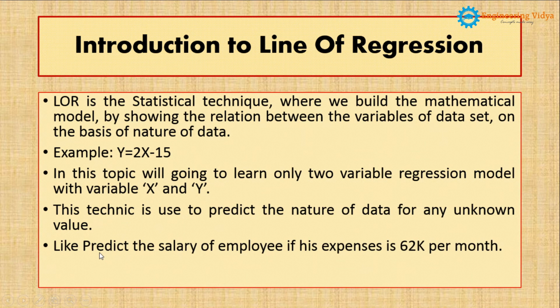One example we can consider: suppose we are interested in predicting the salary of an employee if his expenses are 62,000 per month. In that case, we first find the relationship between the salary and the expenses, and suppose the relationship is y equal to 2x minus 15, where y is the salary and x is the expenses. So on the basis of expenses, we can do the prediction of salary. This is one of the examples. Hope this is clear to you now.